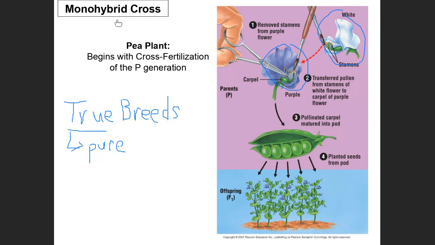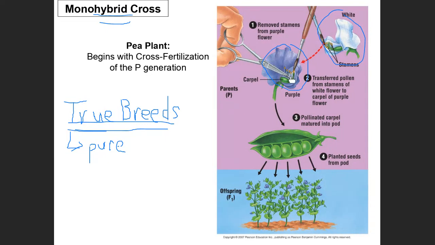The hybrid has to do with one of these true breeds, before the experiment started, would only produce through self-fertilization pea plants with purple flowers. The other true breed through self-fertilization before this experiment would only produce offspring with white flowers. Once he had those two true breeds, then he was ready to begin his monohybrid crosses. He would take these two separate true breeds and they would represent his P generation. But now he would do cross-fertilization.